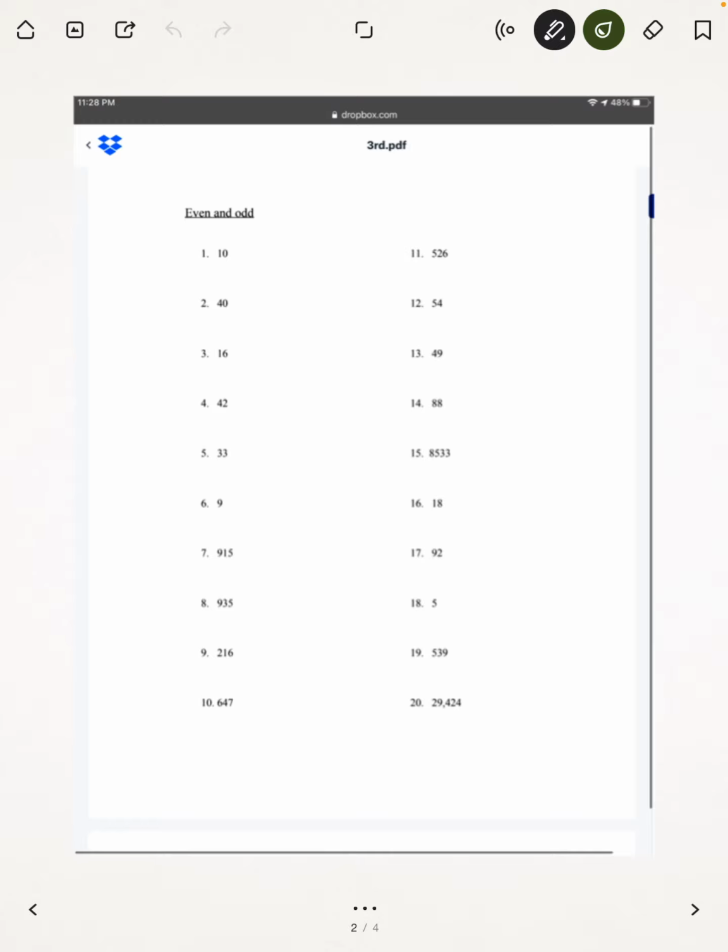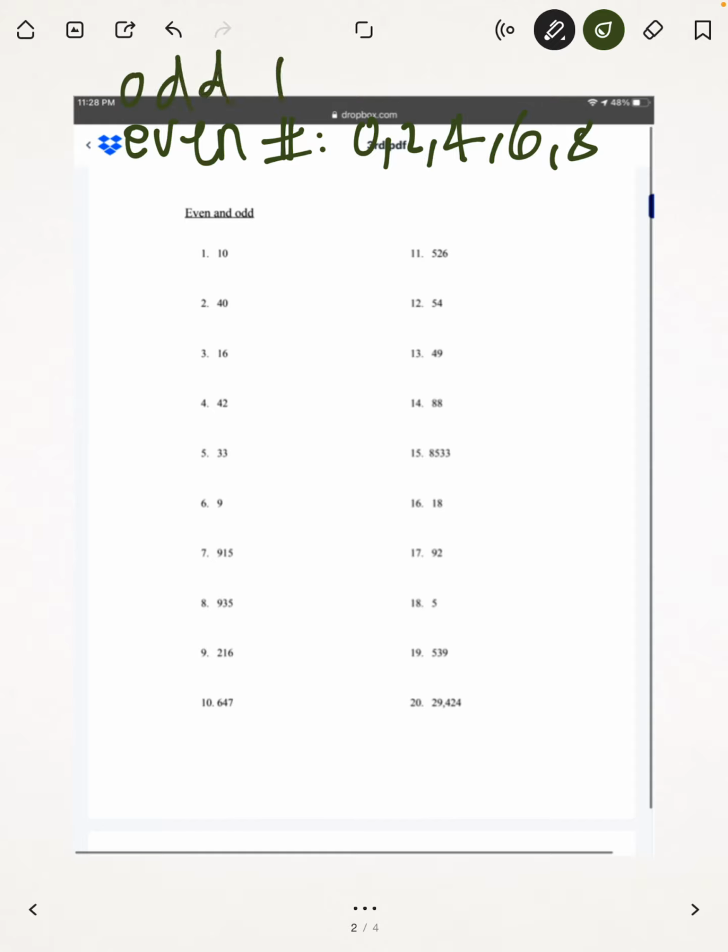Moving on to the next page, we're going to be doing even and odd numbers. An even number is any number that ends in a 0, 2, 4, 6, or 8. And an odd number is any number that ends in a 1, 3, 5, 7, or 9. With this information, let's try solving some questions.